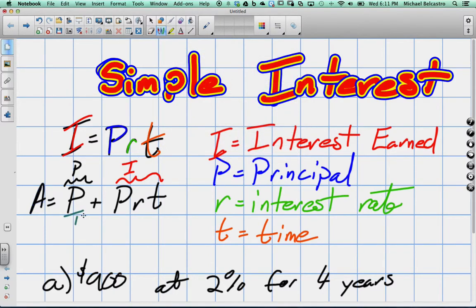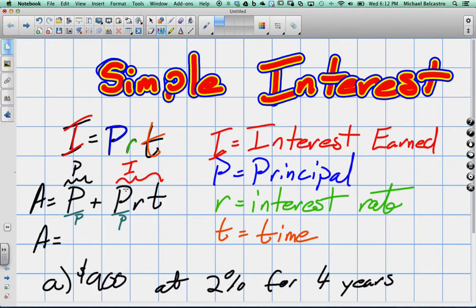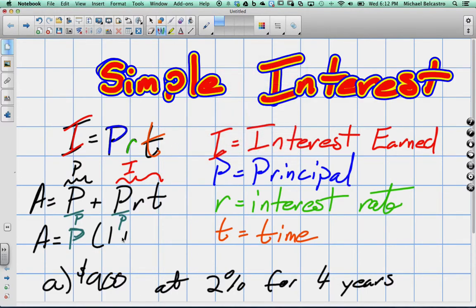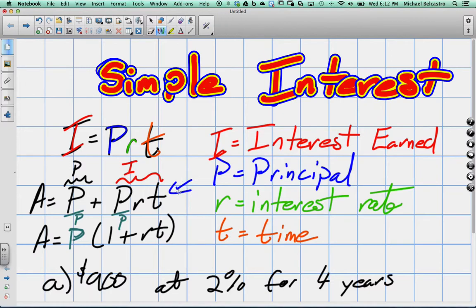Because there's a P in each of these, I can common factor out P. So the formula is sometimes written as A is equal to, I'll write the P on the outside, so the principal times 1 plus, and then what's left is just R and T. So this is a formula you can use for the total amount. This is a formula you can use for just the interest earned itself. It's completely up to you.